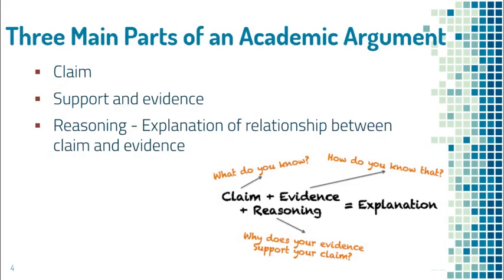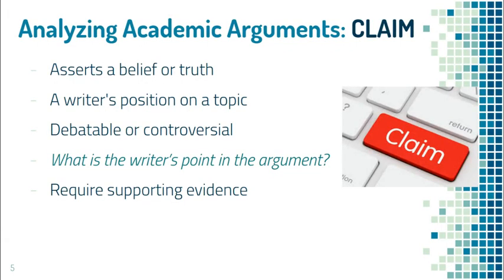An academic argument consists of the following: a claim, evidence to support the claim, and reasoning that addresses how the evidence supports a claim. The claim in an academic argument asserts a belief or truth a writer is conveying and advancing through an argument. It lets an audience know what a writer's position is on a topic, and it is debatable or controversial. To identify a writer's claim, ask, what is the writer's point in the argument?